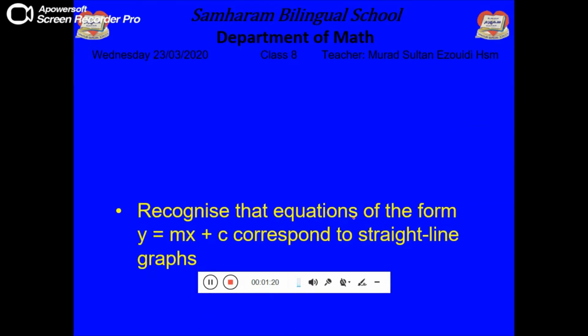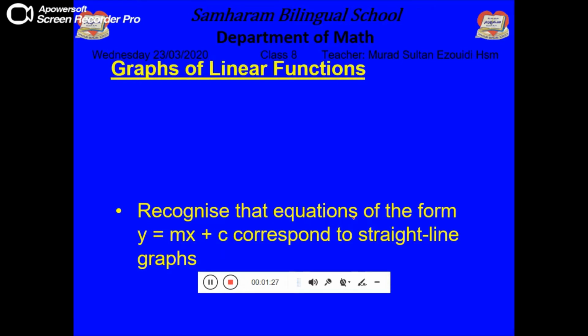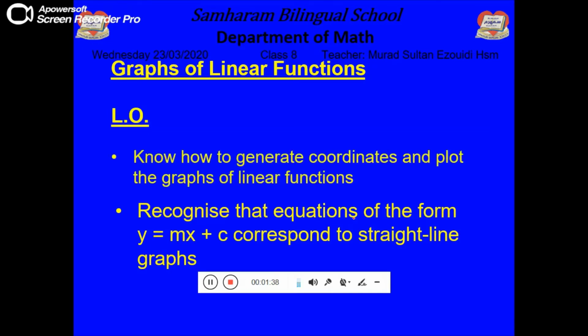Now let's recognize the equation of the form y equal mx. First of all, we will try to graph a linear function, and the learning objectives are to know how to generate coordinates and plot the graphs of linear functions. Then recognize that equations of the form y equal mx correspond to straight line graphs.